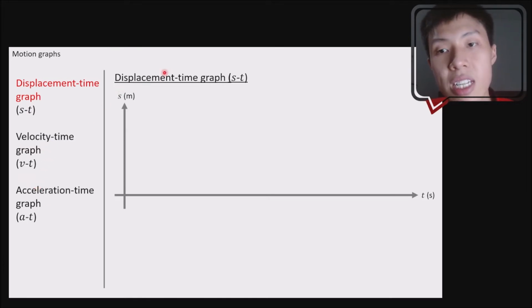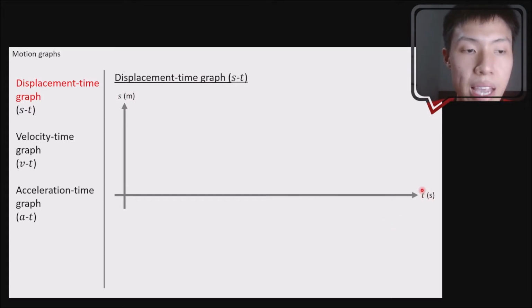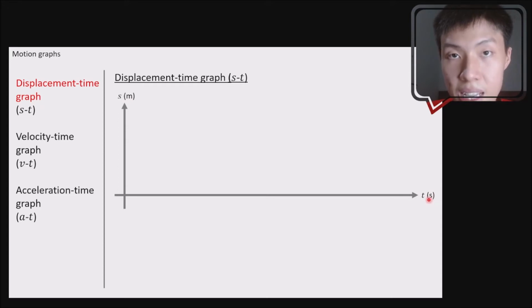If I say displacement time graph, then it means the y-axis will be displacement, the x-axis will be time. As shown over here, you have your displacement, which is represented by the symbol s and a unit of meter. Whereas on the x-axis, you have your time represented by the symbol t with a unit of second. So this is the axis for the displacement time graph.